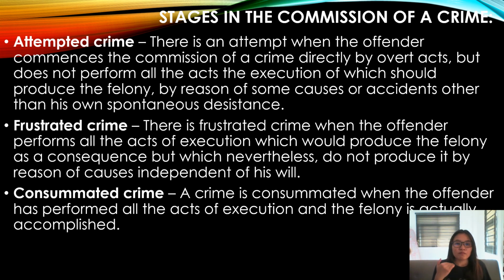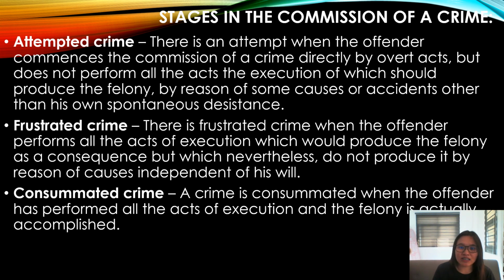Okay? Frustrated crime naman, there is frustrated crime when the offender performs all the acts of the execution which would produce the felony as a consequence, but which nevertheless do not produce it by reason of causes independent of his will. So, frustrated, nagawa na niya, na-perform niya na lahat ng action, na-execute niya na lahat.